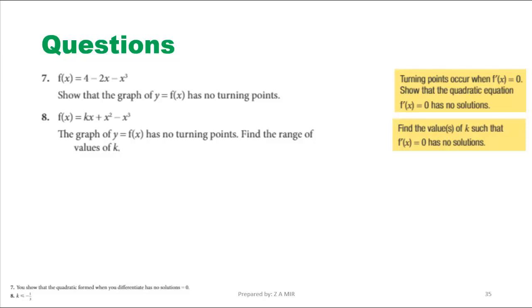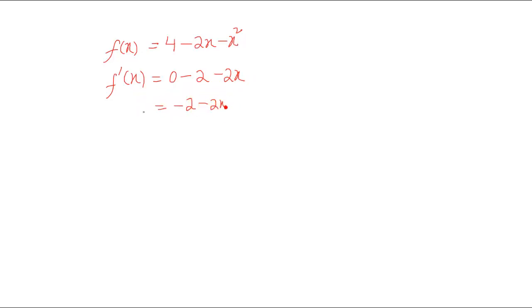4 minus 2x minus x square. This is the function, and first we have to find the turning point. So for the turning point we have to differentiate. So f dash of x: the derivative of the constant is 0, and this is 2, and this is minus 2x. So this is the derivative. Let me simplify. It is minus 2 minus 2x.